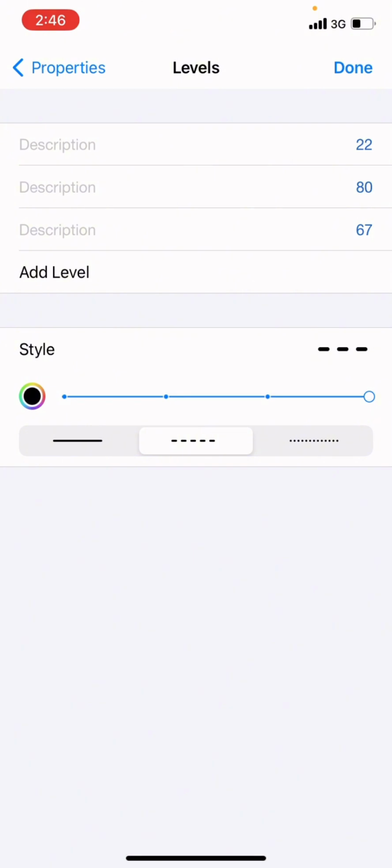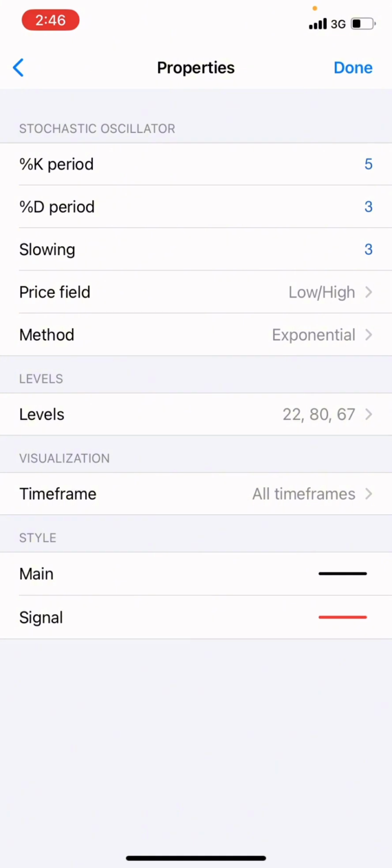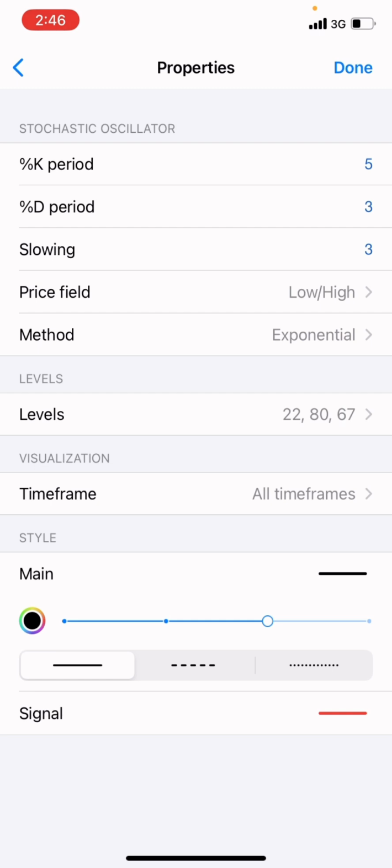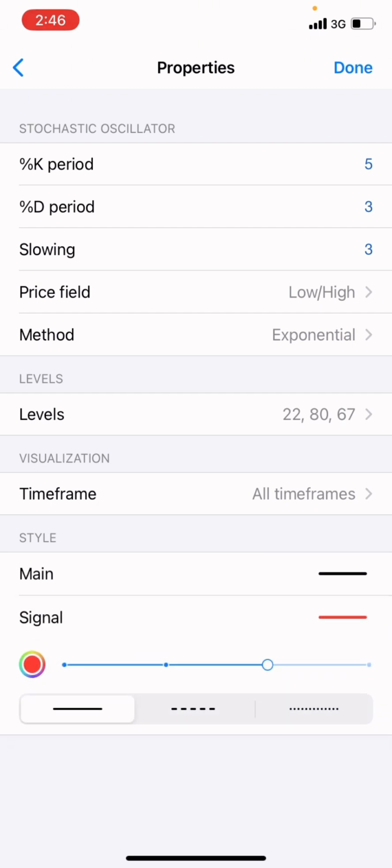The style is going to be on 4 pixels. Color is going to be black. You put this line on this middle one. All right, that's where you put it. Then you click on done. After that, the time frame, all time frames, main color black on 3 pixels. The straight line pattern, just as you can see on my screen. The signal 3 pixels, color is going to be red. The straight line pattern here, which is the first one. Then you click on done.